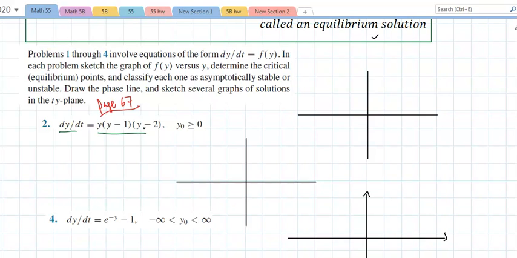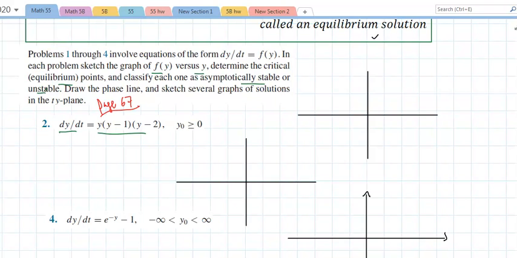In each problem, sketch two graphs. First one, you get a graph of f of y versus y, which is the solution. Determine the critical or equilibrium points. Those are called critical numbers in calculus. Classify each as asymptotically stable or unstable. Draw a phase line and sketch several curves of the solution in the ty plane. Let's focus on the first graph.